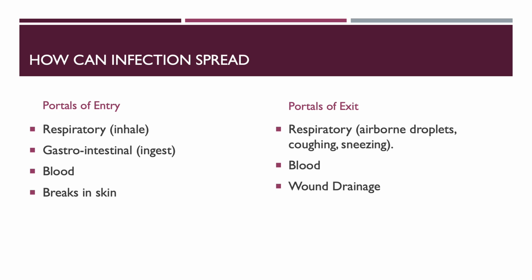Now, there are different ways that it can enter our body and exit our body. As far as portals of entry when it comes to infection, we can inhale, so respiratory. Gastrointestinal would be ingesting, so eating or drinking. Blood or breaks in the skin. How it can exit our body is very similar. Respiratory, so airborne droplets, by us coughing or sneezing, or it can exit our body through blood or through wound drainage. These are all ways that infection can spread, either entering our body or exiting our body.